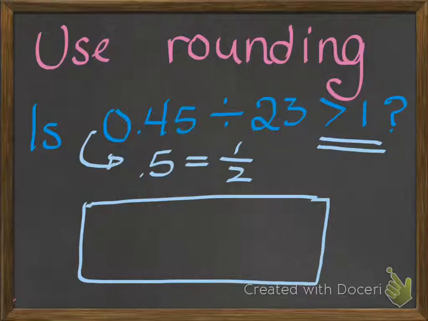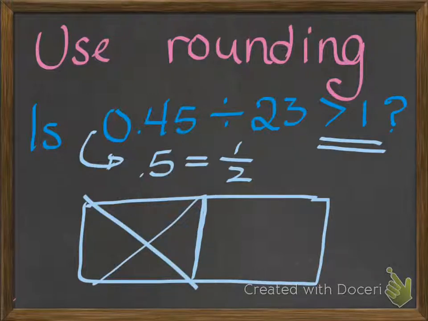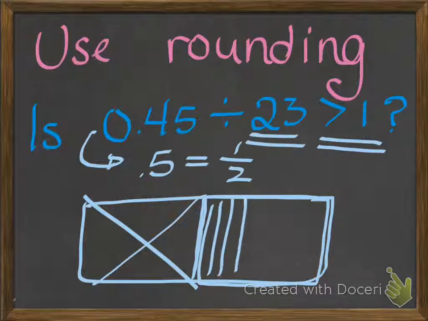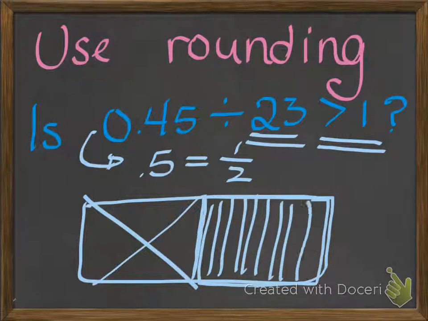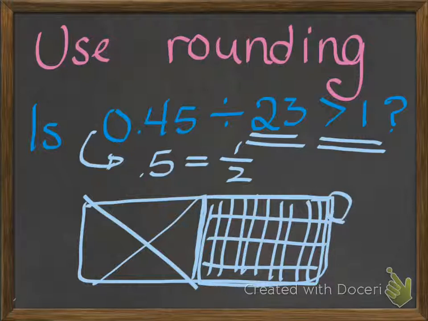So let's say I've got a candy bar here, and I have half of it. I gave away this half. The other half I get to keep. Okay. Now I've got to share it with 23 students. I'm going to divide it by 23, and I'm going to share it with 23 people. I'm not going to make that exact, but say I shared it with 23 people. Is each one of these sections going to be greater than 1 or less than 1? Well, it's going to be less than 1, right?